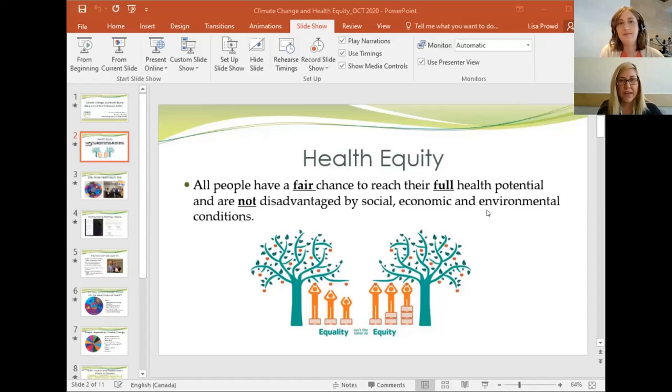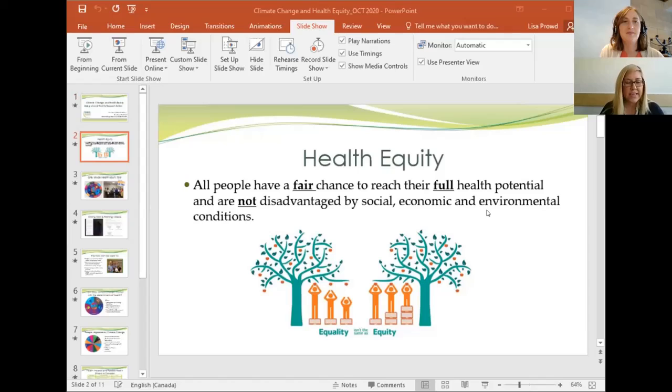before I introduce the health equity tool, I just wanted to take a quick minute to review the definition of health equity. Health equity means that all people, and this includes individuals, our populations, and our communities, have a fair chance to reach their full health potential and are not disadvantaged by social, economic, and environmental conditions.